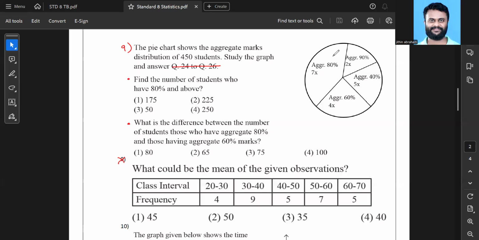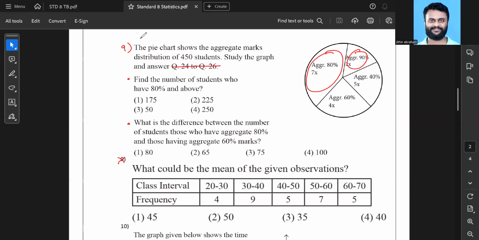It will have various sections. This is one section, this is another section. Now find the number of students who have 80% and above. So 80% and above means this much of students and this much of students, because this one has 80% and this one has 90%, which is above 80%. Now the question is how many students are this? We don't know. But we know this is equal to 7x. This is equal to 2x, 5x, 4x.